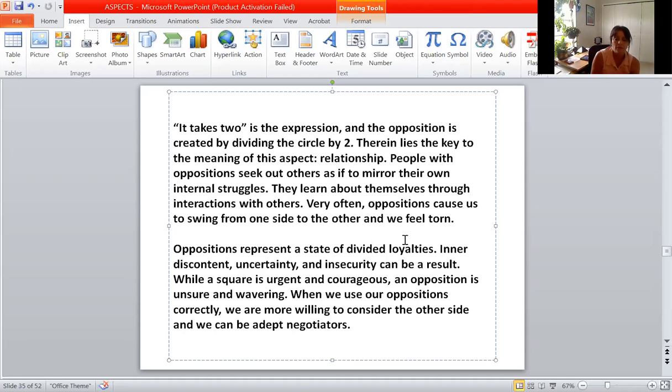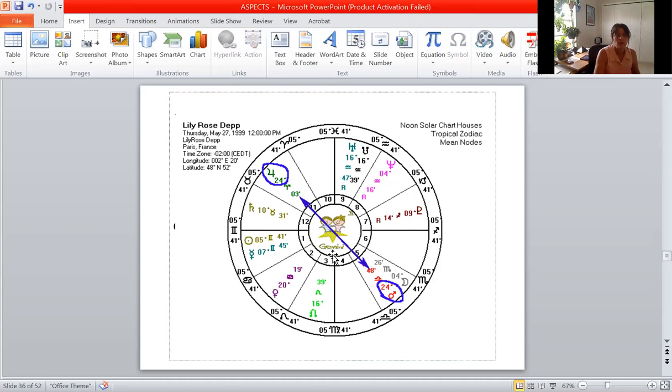Oppositions represent a state of divided loyalties. Inner discontent, uncertainty, and insecurity can be a result. While a square is urgent and courageous, an opposition is unsure and wavering. When we use our oppositions correctly, we are more willing to consider the other side, and we can be adept negotiators. There's an opposition right there: Mars 24 degrees Libra and Jupiter 24 degrees Aries. That's about perfect, other than the seconds or minutes.